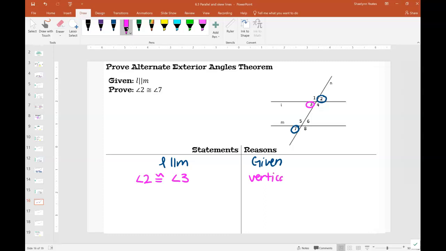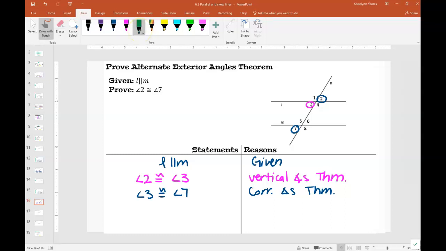So this is by the vertical angle theorem, which says that vertical angles are congruent. We proved that earlier. And then we're going to say that angle 3 is congruent to angle 7 by the corresponding angles theorem. Remember, this is theorem, not converse, because we're not proving parallel lines. We're just proving angles are congruent here.